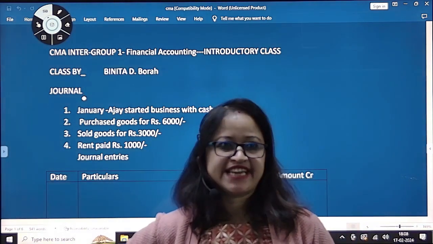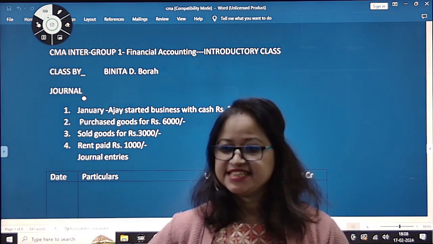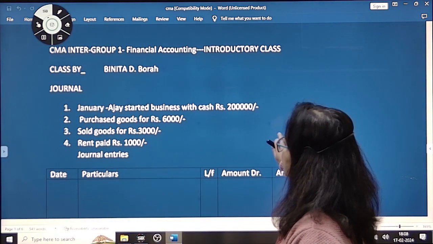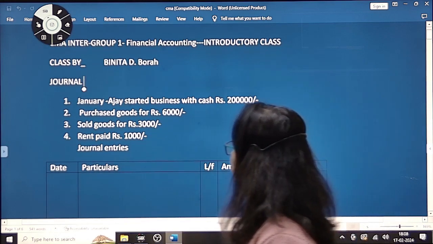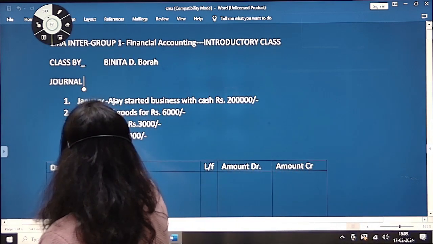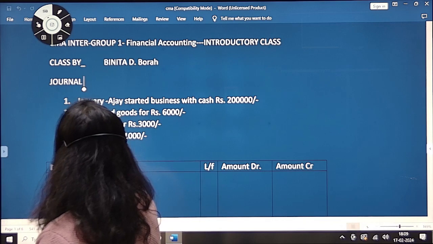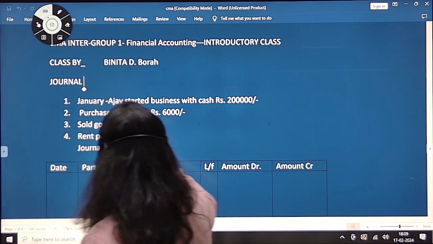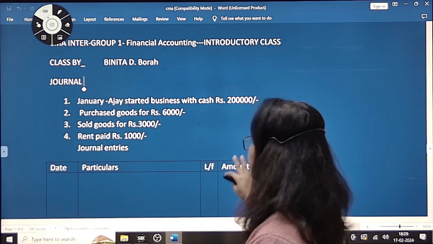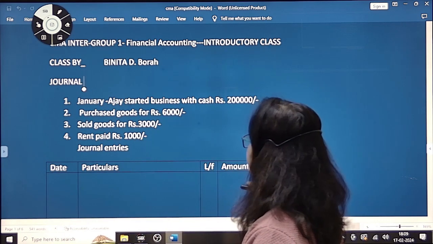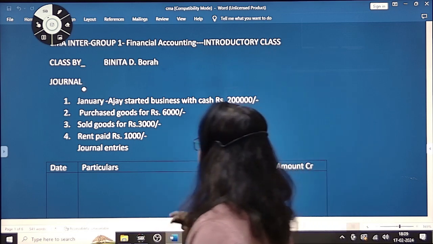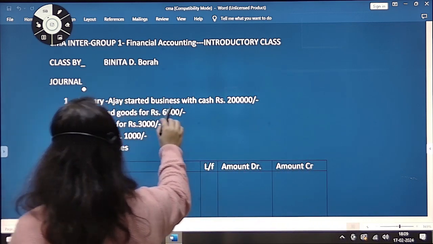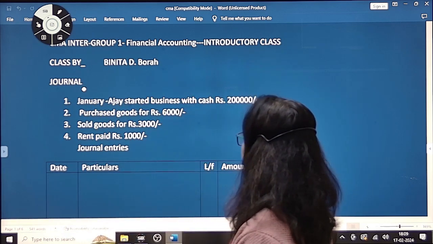The subject is financial accounting, and this is lecture 3, right? Today we'll do a few journal entries. Here you can see there are 4 transactions from January 1, January 2, January 3, and January 4. These are 4 journals, and I'll show you how to give the journal entry. This is the format, and then ledger posting. You can see here, January 1, Ajay started business with cash rupees 2 lakh.